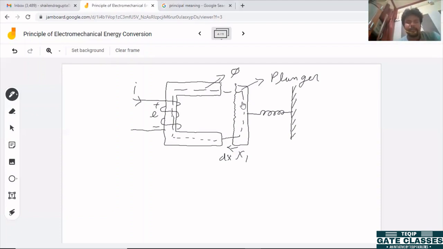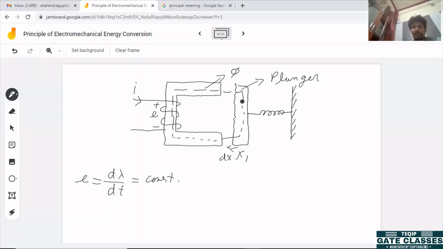This system can be understood under two cases. In the first case, we will assume that this plunger is moved so that d lambda by dt is maintained constant. This lambda is varying smoothly, and therefore this E will also be constant. And for E to be constant, the input voltage to be constant, your current will be constant.